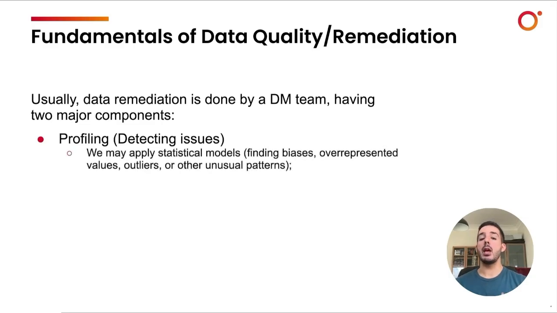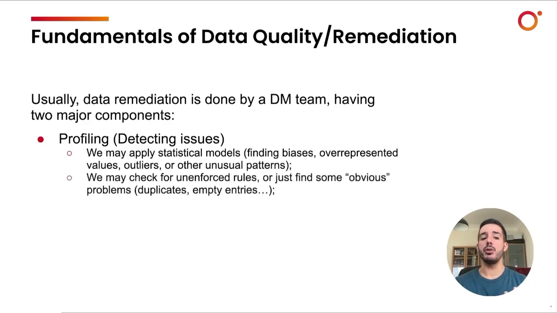So what we usually do is we apply a statistical model, for example, to find biases or overrepresented values or outliers or other unusual patterns. And it's important to understand that in some cases, these can be justified or they may not be justified. For example, if you have purchases in a department store and you have a peak in terms of purchases in the holiday season, you do have outliers, but naturally those are justified. So it's important to understand that when we find errors, we are finding possible errors, right? Certain outliers or certain overrepresented values may have a justification.